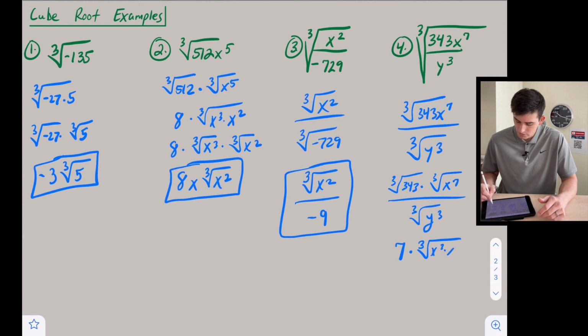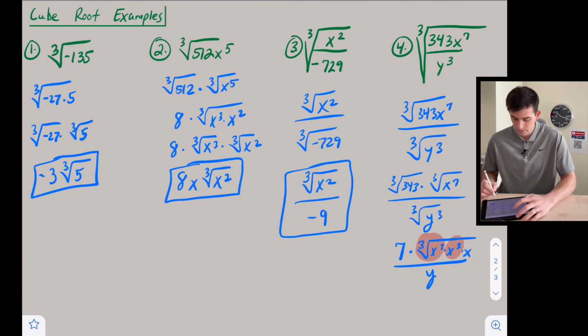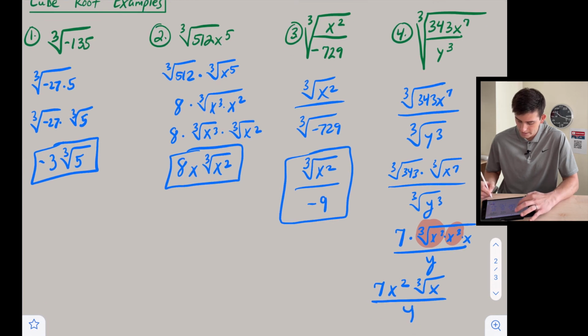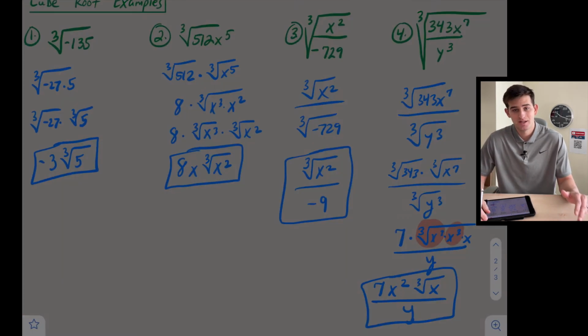So x cubed times x cubed times x divided by, and then in the denominator, that's just going to cancel out to give us y, okay? And so now we have 2 cube root of x cubes here, so those are going to be able to cancel. So our final answer, we're going to say 7x squared cube root of x all divided by y. Okay, and that is how you simplify radical expressions with cube roots and square roots.